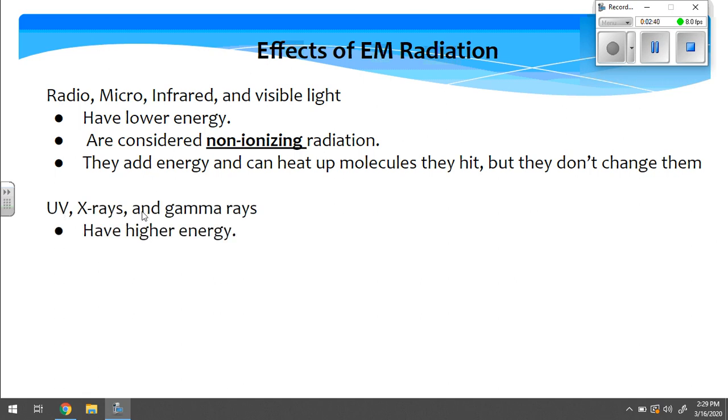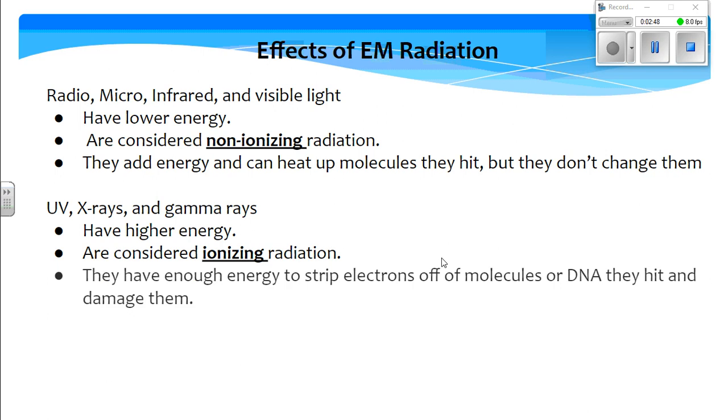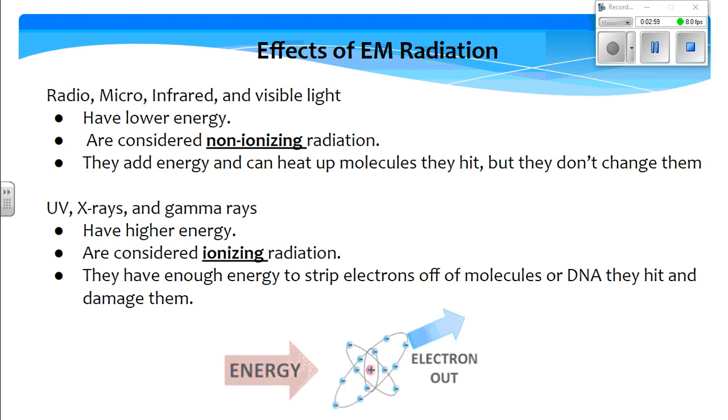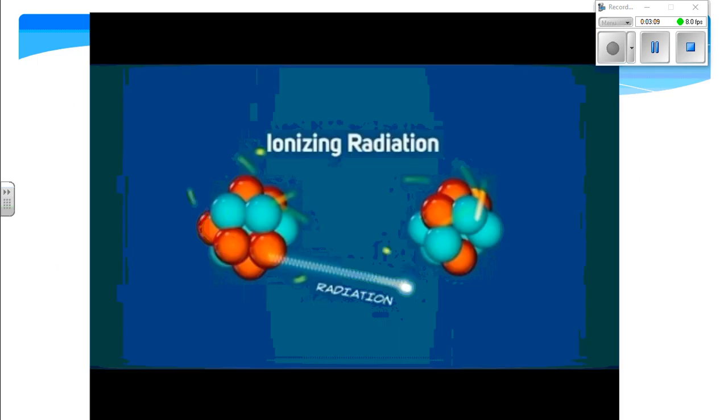X-rays, ultraviolet, and gamma rays have high energy, high enough that they can ionize objects. They have enough energy to strip the electrons off of molecules or DNA, and this is more damaging for tissues. In the picture, you can see energy going in, and it will eject electrons if that energy hits them. The energy is just strong enough to rip them right off.